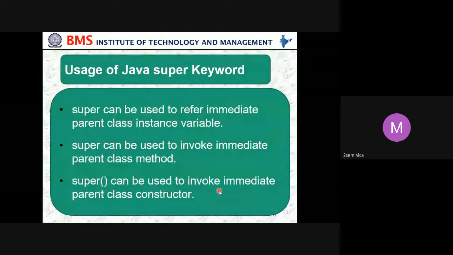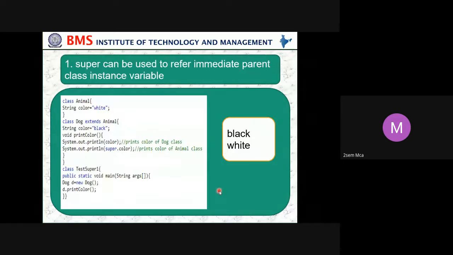Super can be used to refer to the immediate parent class instance variable. Super can be used to invoke the immediate parent class method. Then super can be used to invoke the immediate parent class constructor. So one by one, first one, immediate parent class instance variable.